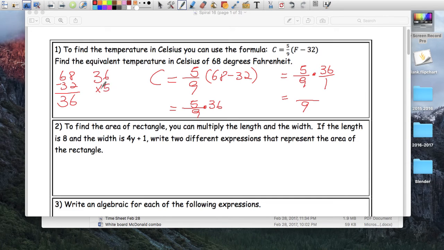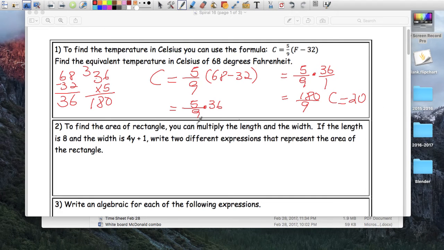36 times 5, 0, 3. 5 times 3 is 15, plus 3, 18. That gives you 180. So you get 180 over 9, which can be simplified to 20. Which means that 68 degrees Fahrenheit is equal to 20 degrees Celsius.